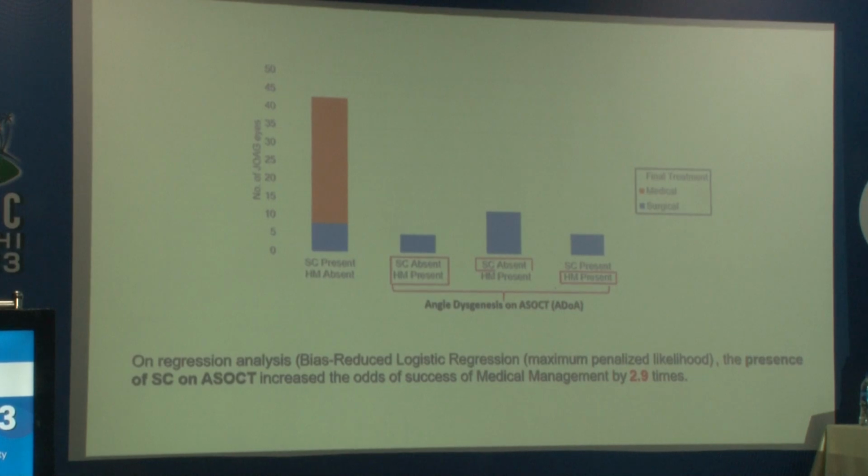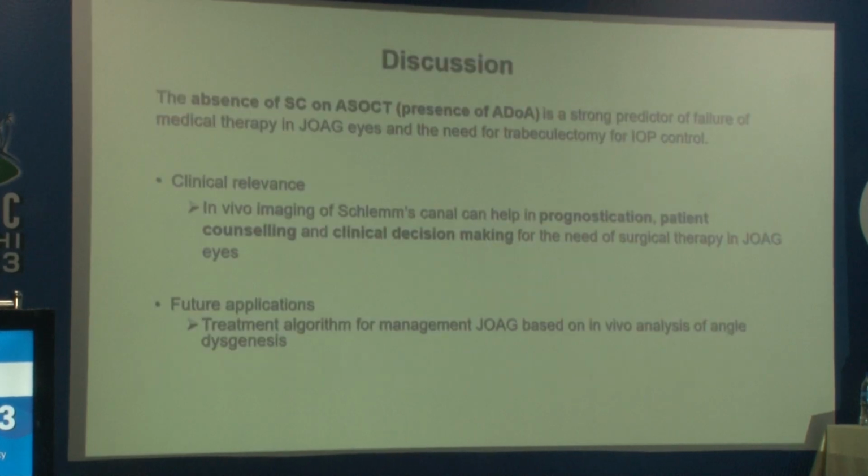On regression analysis, the only significant factor was that the presence of Schlemm's canal on ASOCT increased the odds of success of medical management by 2.9 times. So I would like to say that the absence of Schlemm's canal on ASOCT is a strong predictor for failure of medical therapy in JOAG eyes, and these eyes may be considered for trabeculectomy. The clinical relevance is that this can help us not only in clinical decision making but also in prognostication and patient counseling.